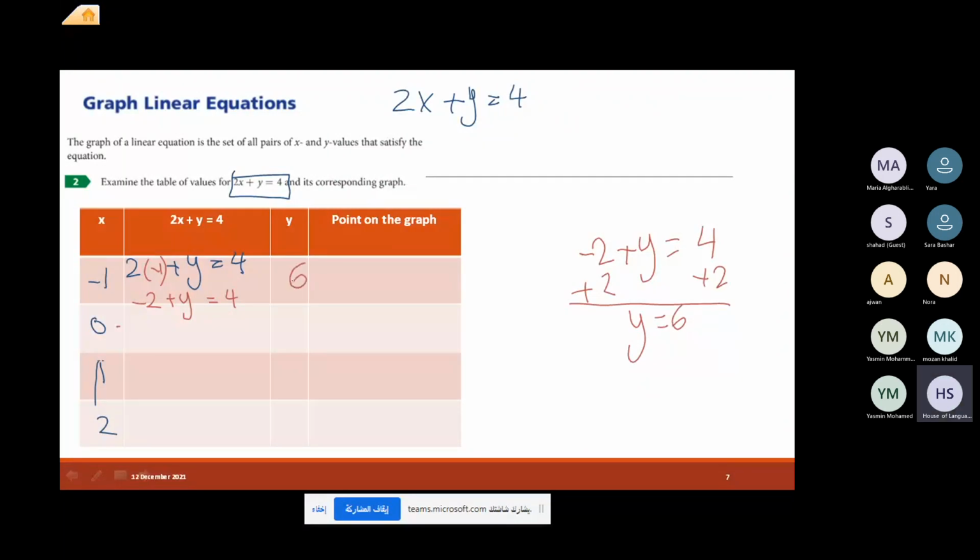6. Now how do I write the point of the graph, or the coordinates? As we know before, x, then y. So what's the value of x? -1. Bravo. -1, 6. Got it? Let's do another example.